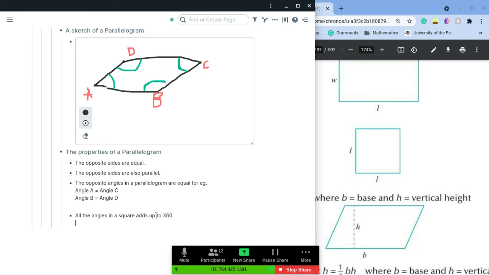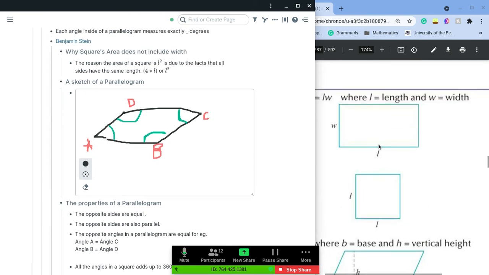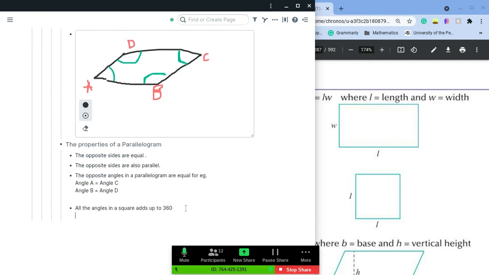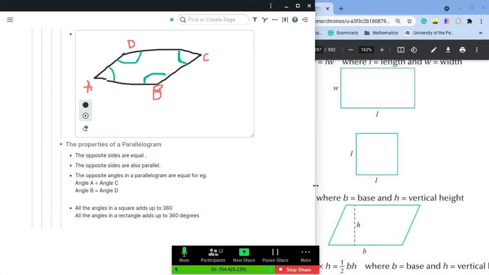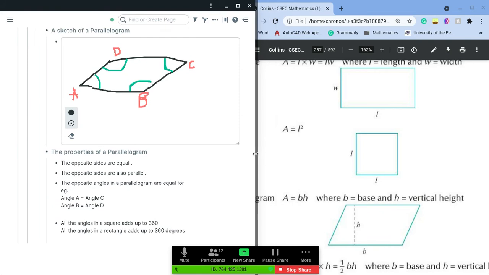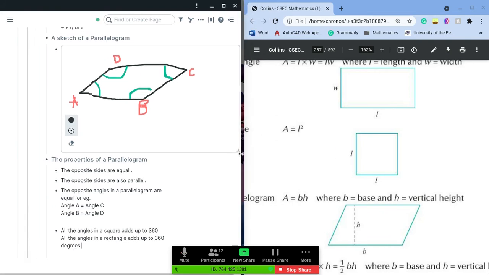All the angles in a rectangle, we have 90 degrees, 90 degrees, 90 degrees, 90 degrees. How much is that as well? 360. Right, so follow the trend. All the angles in a rectangle add up to 360 degrees. Alright, can you make any comparison? Are there any characteristics that a square, rectangle and parallelogram share? What is similar about them? They all have four sides.